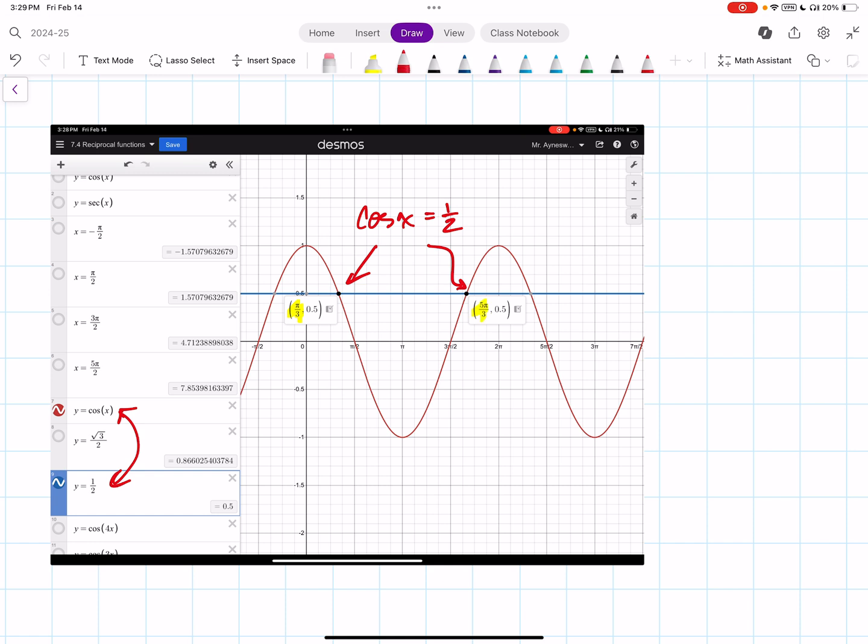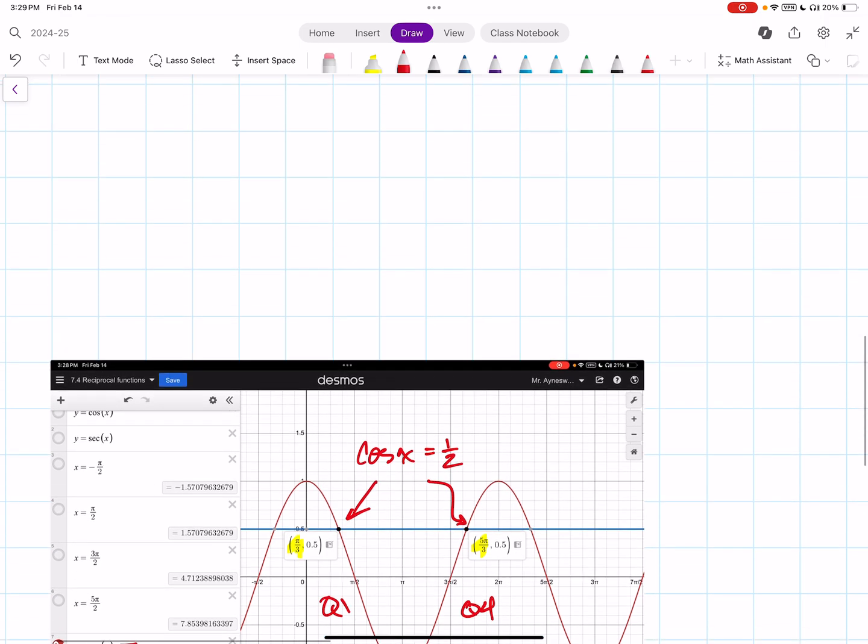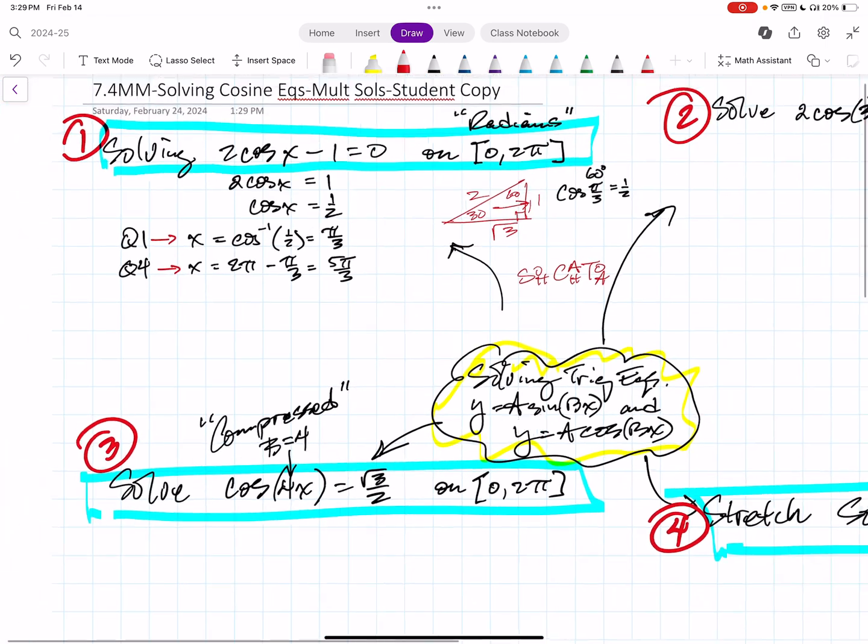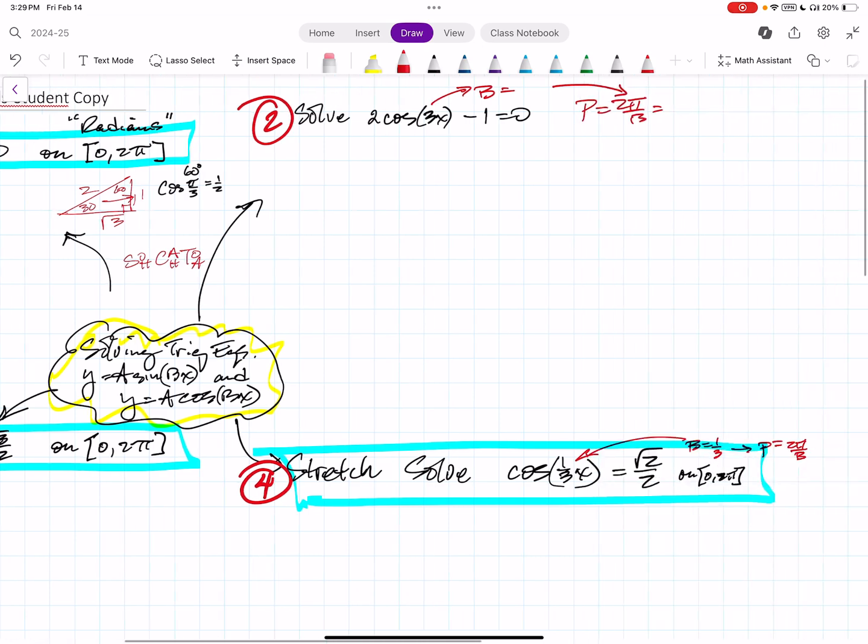And again, this is in quadrant 1, between 0 and pi halves, and between 3/2 pi and 2 pi, guess what? You're in quadrant 4. And that's why you're looking for two solutions. Okay, that's the first one. Now let's go to the second one.